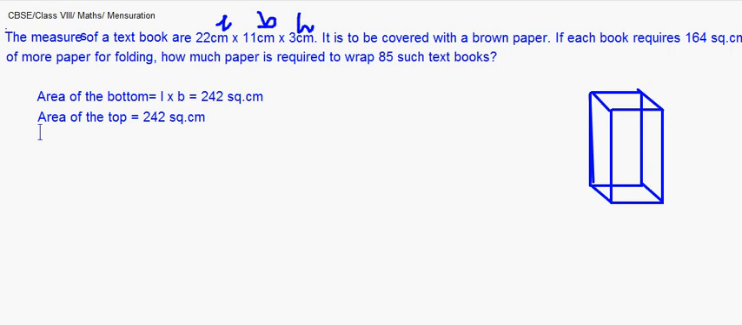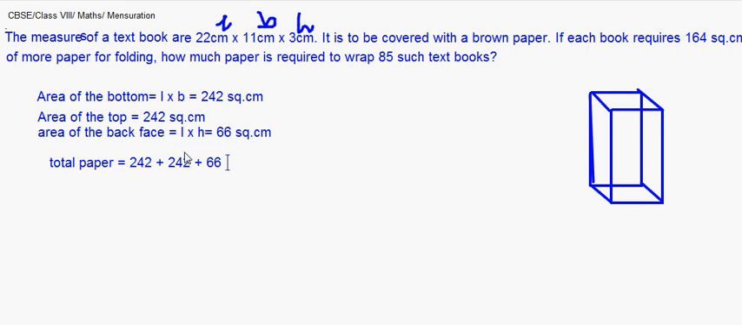Now, area of the back face, that is L into H. I'm doing it separately so that you follow it. Area of the back face, we need it. This is L into H, that will be 22 into 3, so that's 66 square centimeter. Now this is the paper we need, but it also informs that each book requires 164 square centimeter more paper, because we need to fold it and fix it inside the front part. So we'll need the total paper will be 242 + 242 + 66, along with the extra paper which is required, 164. So this is giving us 714 square centimeter paper.